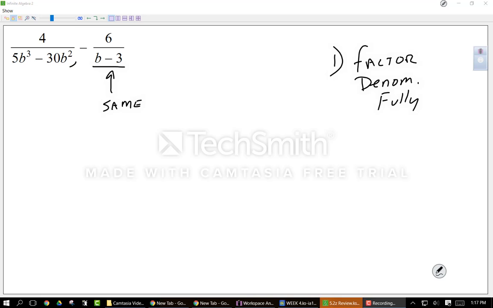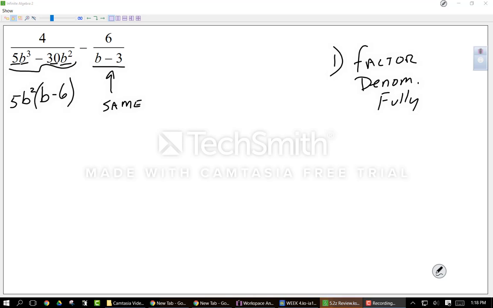If I look now, the 5b to the third minus 30b squared needs to be factored. That looks as though it can be. So how can it be factored? Well, the 5 and the 30 can both be pulled out as a 5. Then I have b to the third and b squared. What's the smallest power they have in them? That's b squared, times what's left: b minus 6.